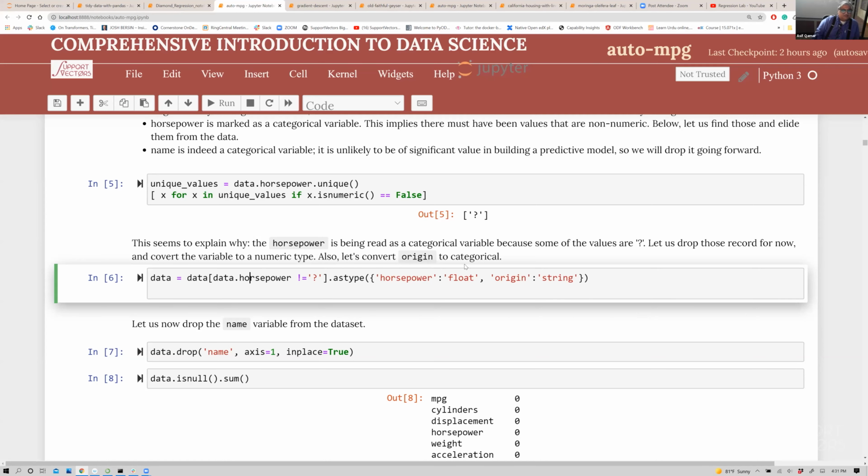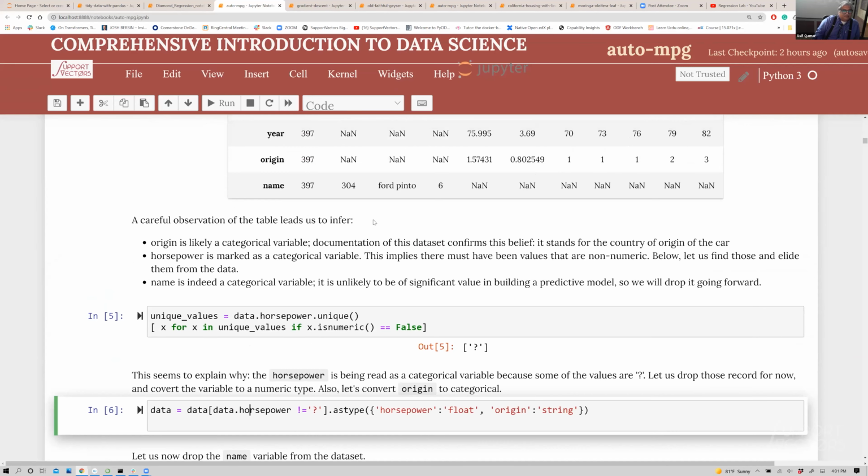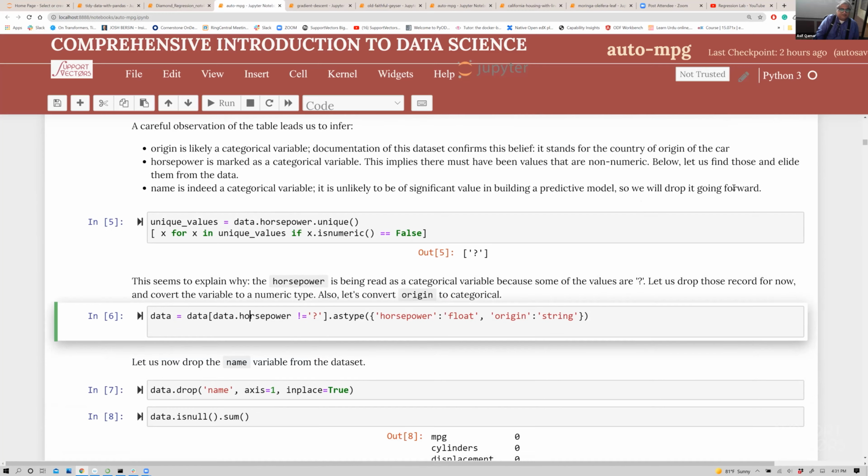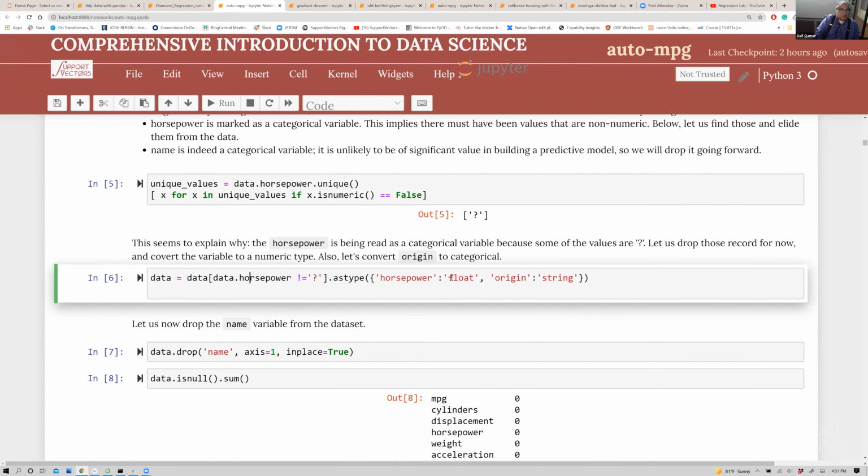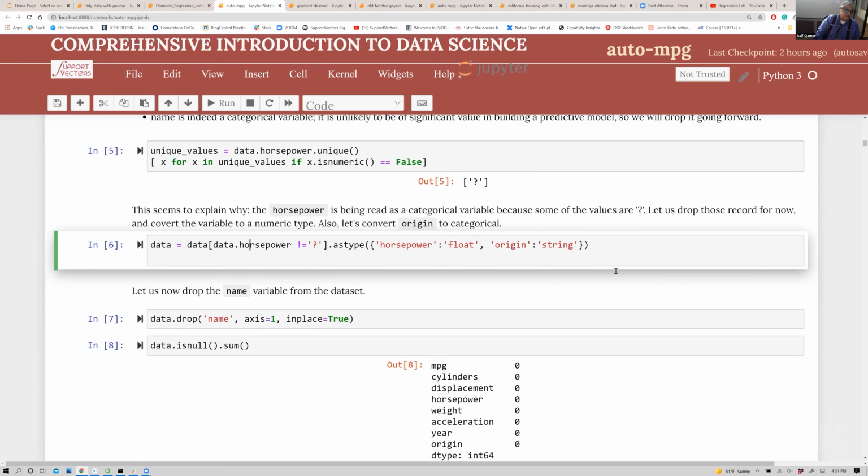I've converted it to numbers, and origin, which is a number, I've done the reverse. You know that these origins are not numeric. 2 is not greater than 1. 2 is just a representation for Europe. 1 is the representation for US made vehicles. 3 is for Japanese made vehicles. So I've converted horsepower to numbers and origins to string. This is basic data manipulation.